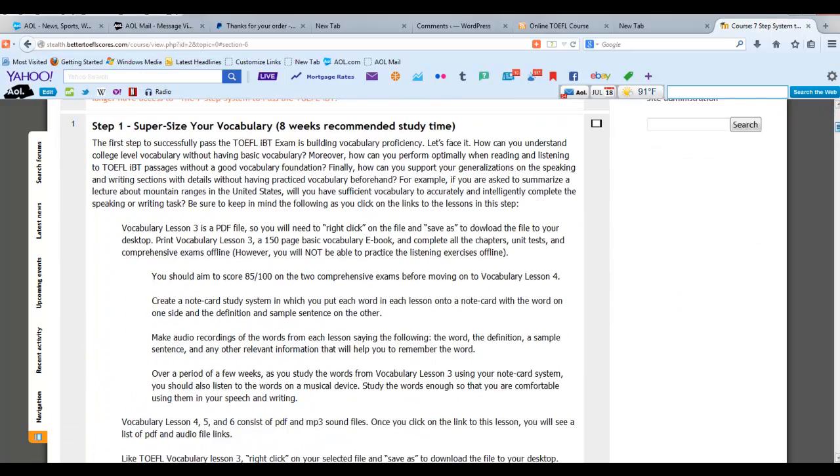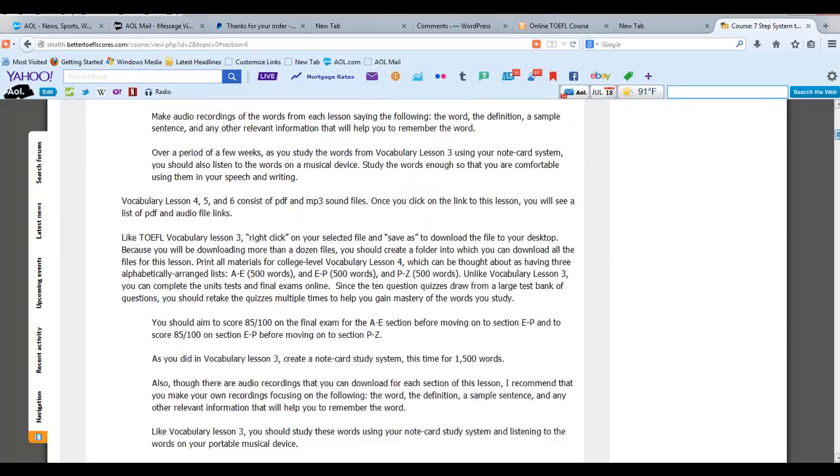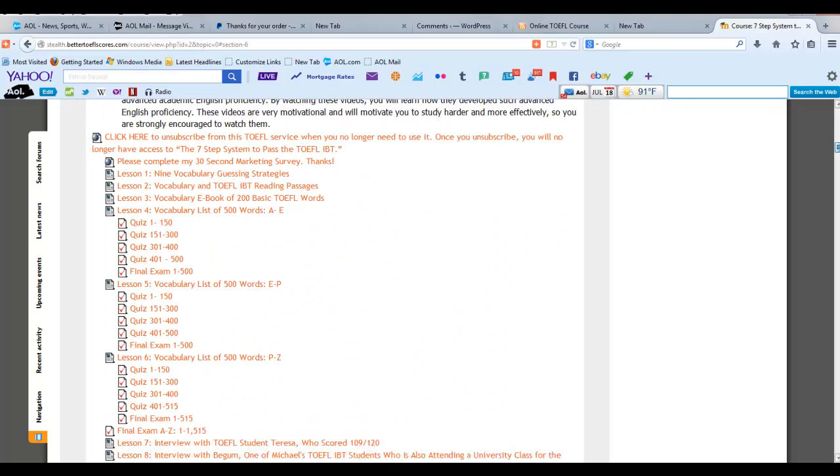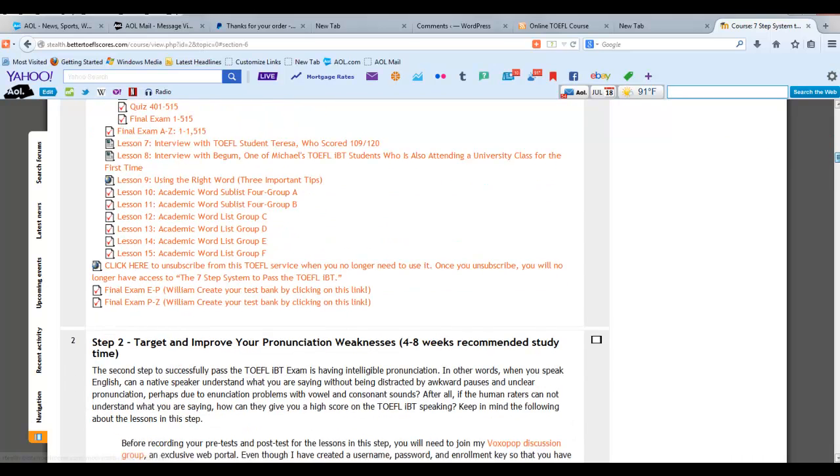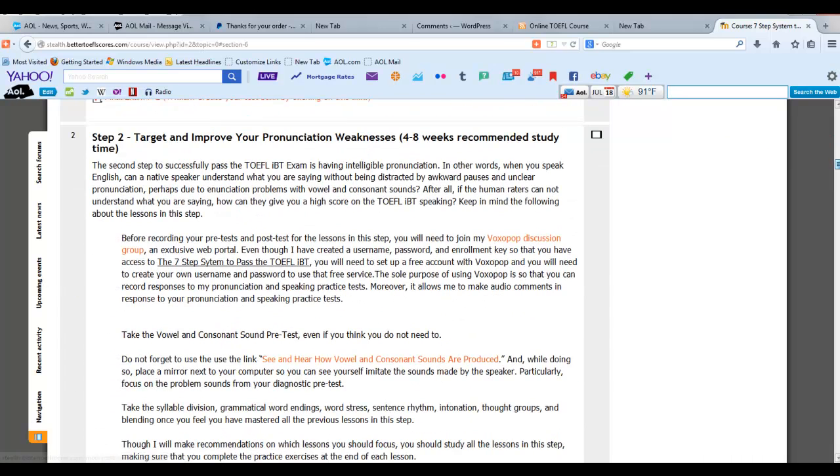So I have vocabulary. That's my first step. And in the vocabulary section, if you study, if you practice, you'll learn over 1,700 college level words. As you can see, there are many practice tests here that you can take to help you test the mastery of those words. I even have some great lessons on vocabulary guessing strategies and so on. Now let's take a look at step 2.